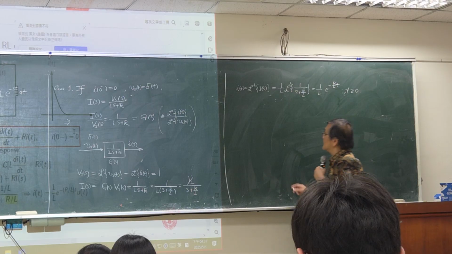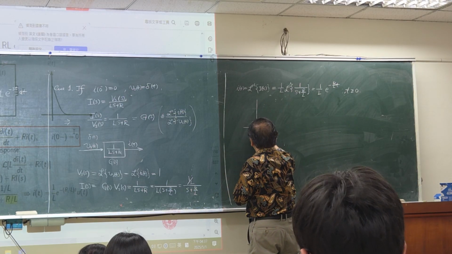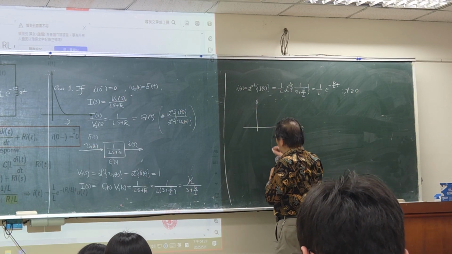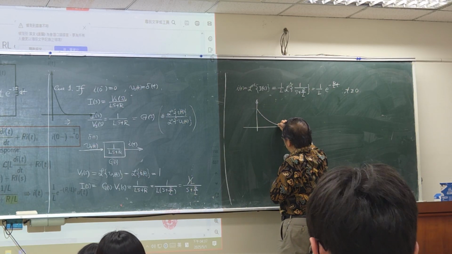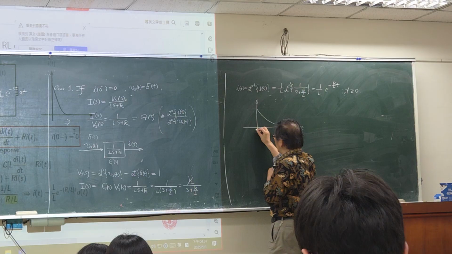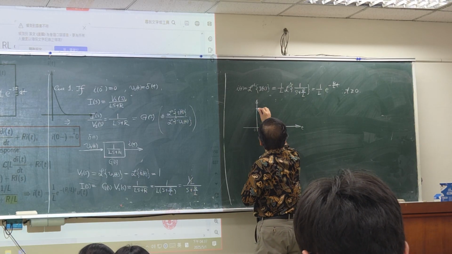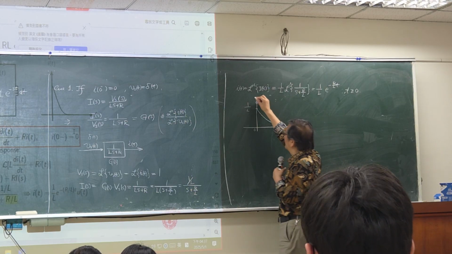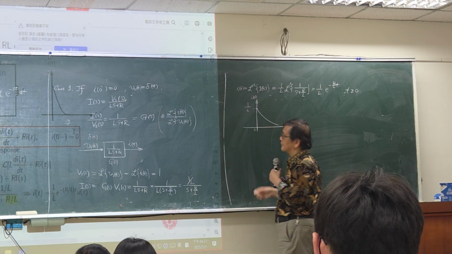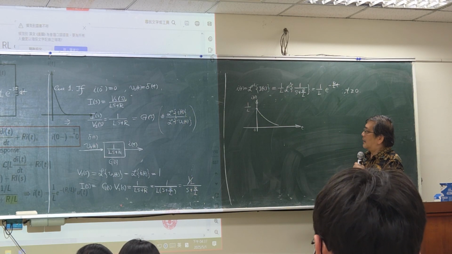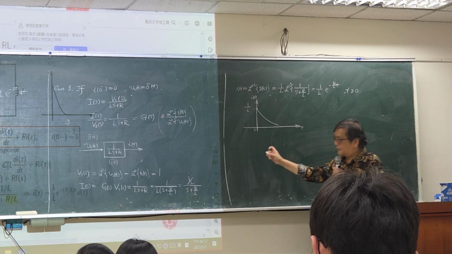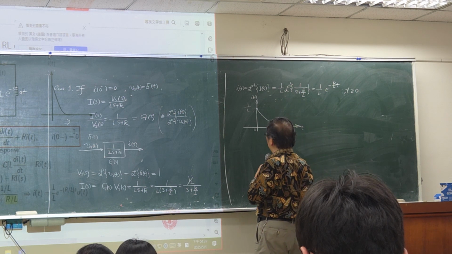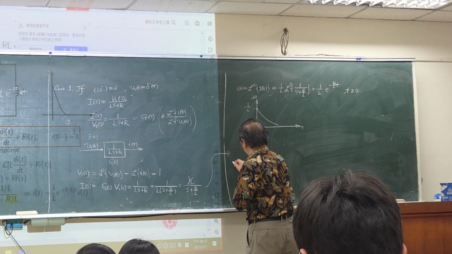So if you sketch the time response in the time domain, it will be an exponentially decaying function. This is in the time domain. This is in the S domain. Now look at the I of s in the S domain again. You need to use this over here.